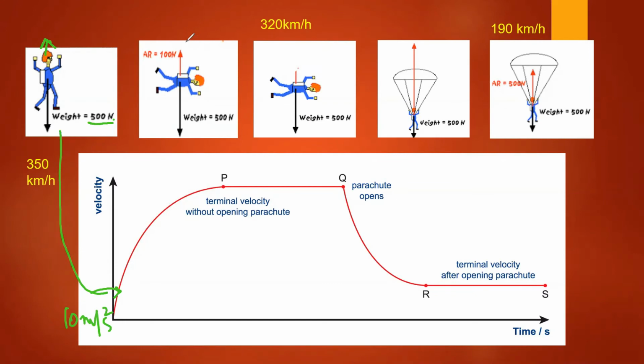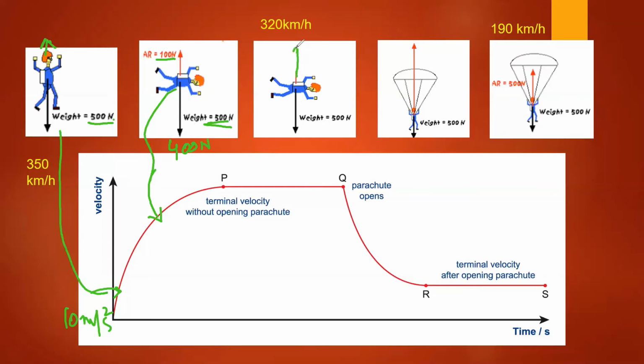After some time, air resistance starts acting on it. If the drag force now acting on the person is 100 newtons and the weight of the skydiver is 500 newtons, he is moving down with the resultant force of 400 newtons. So on the graph, the acceleration of the skydiver is going to be less, so we can label here somewhere on the graph.